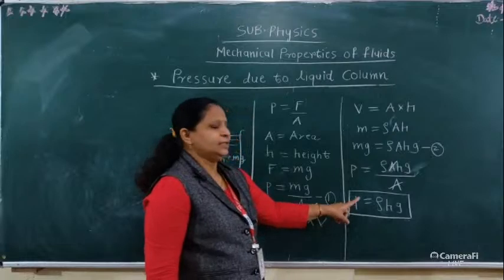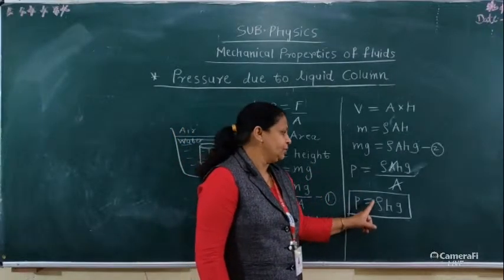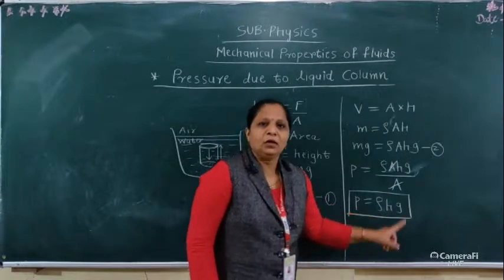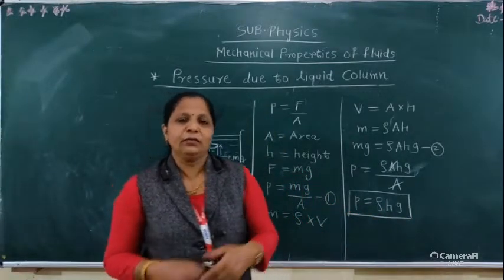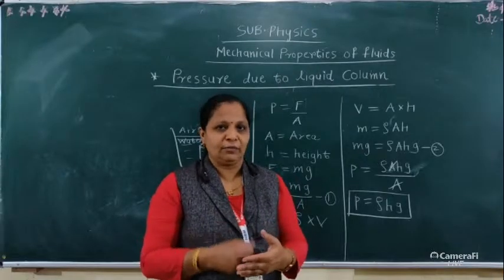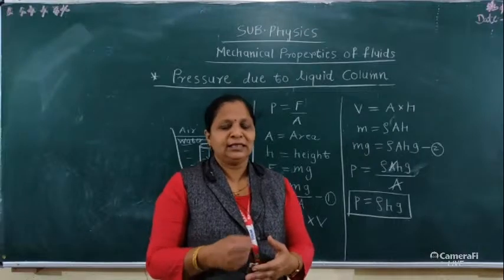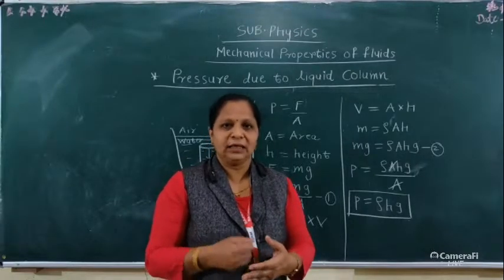Pressure due to a liquid column is equal to rho H G. Rho means density. So we can conclude that pressure depends upon the density of the liquid and the height of the liquid column. G is the acceleration due to gravity.